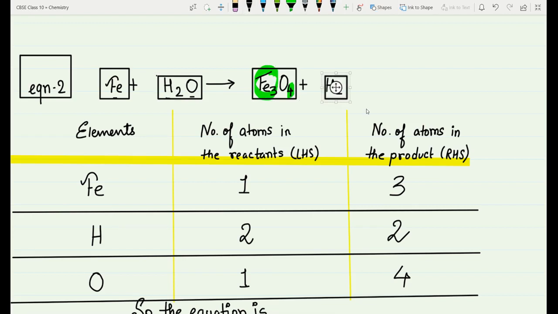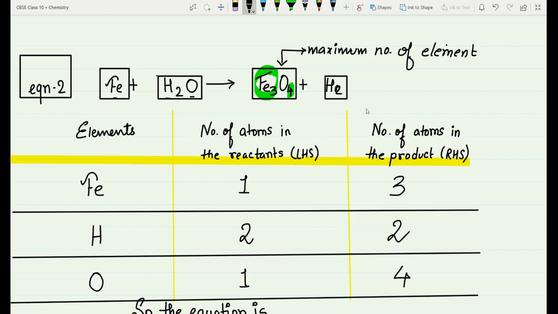Now, after we have filled in the boxes, which one do we balance first? First we will balance this one, since it has the maximum number of elements. The one that has the most elements, we will balance that first. This one has 1, 2, 3 and this 4, that means there are 7 elements. So first we will balance the Fe3O4. In Fe3 there are 3 Fe and 4 oxygen atoms.